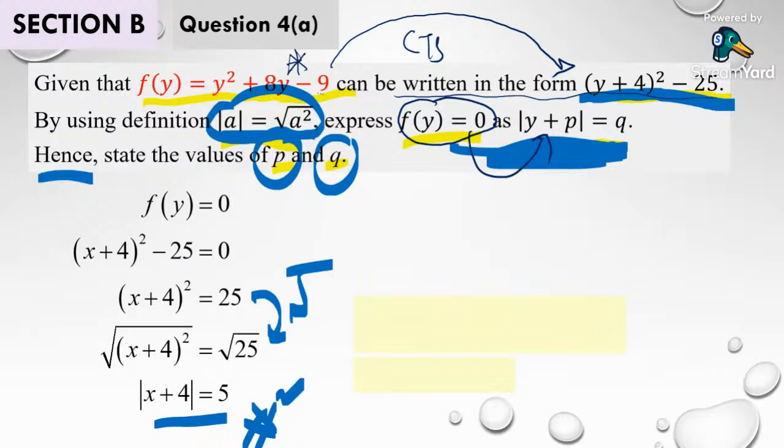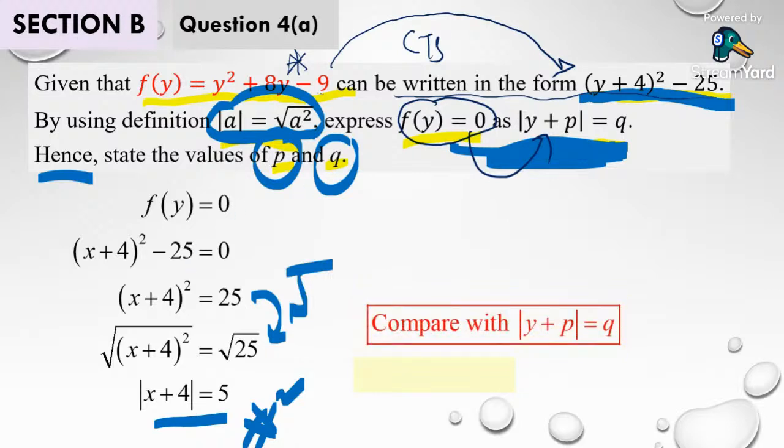So what you do, take the result, compare with modulus y plus P equals to Q. You find out that by comparing, P is 4, Q is 5. That's it, the answer for A. However, if you fail to solve part A here, then for part B you will be stuck somewhere, because there's no exact figure to solve.